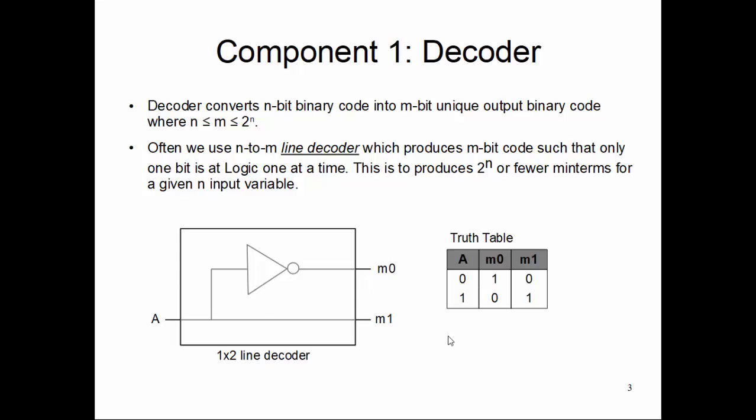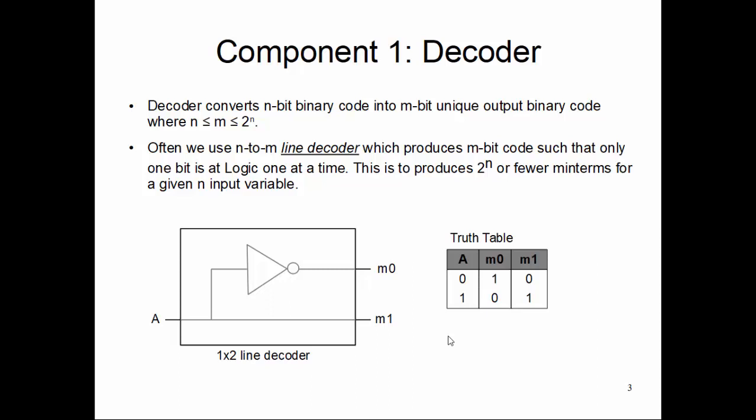So one is a decoder, another is a line decoder. A decoder is any circuit with n inputs and m outputs which satisfies this relation, n less than or equal to m less than or equal to 2 to the power n. But the line decoder is a special type of decoder which converts n inputs to m outputs, and only one such output can be 1 at a time. It means all other outputs for a given input combination are 0 except for one of the outputs, which is at 1.